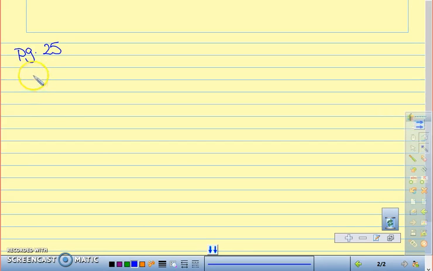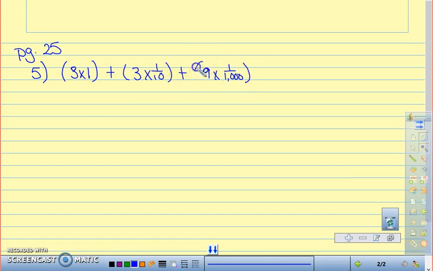And so we're going to go ahead and do number 5 together. And it says 3 times 1, and that's a 3, plus 3 times 1/10, plus 9 times 1,000th. And we need to write that in standard form. So we need to write that as a regular number.